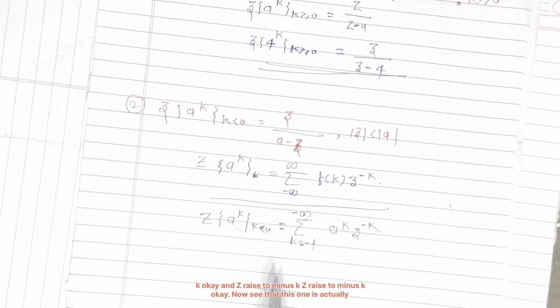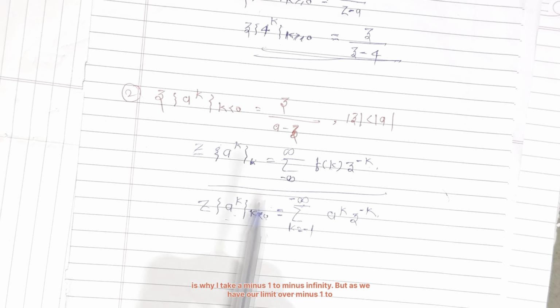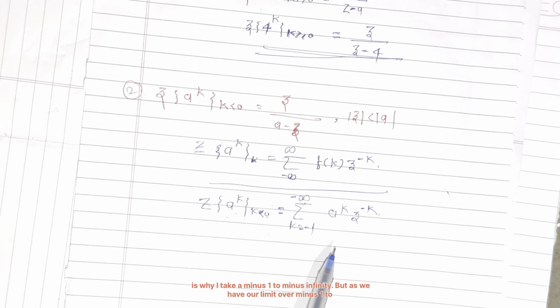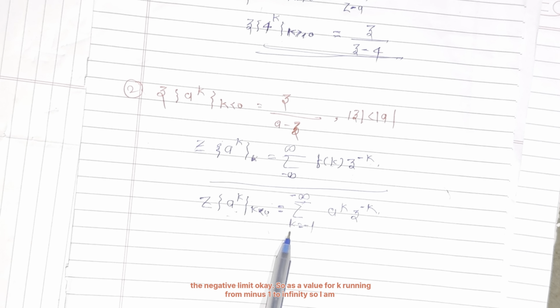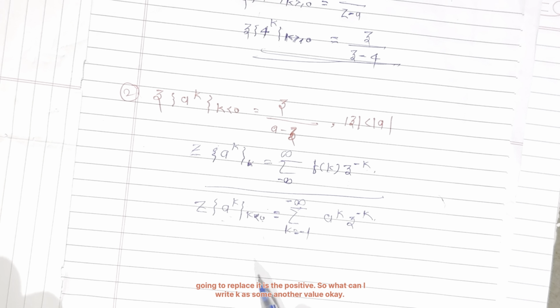Now see that this is actually the replaced value over here. It is way easier, guys. As we have k smaller than 0, that's why I took minus 1 to minus infinity. But as we are not taking a negative limit for the summation, I'm going to replace that negative limit with some positive values. So try to replace the negative limit. What can I write for k as some other value?